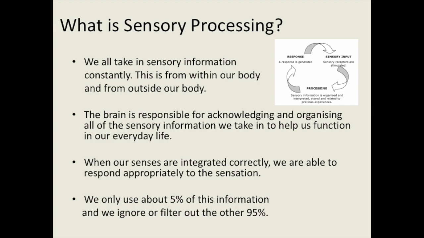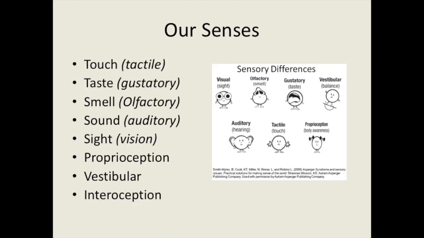For example, right now, you may be able to hear a car outside, the clock ticking, or a TV on in the background. However, you are able to filter out this information in order to listen to me. We are all aware of the 5 senses that we have: touch, taste, smell, sound, and sight. But there are actually 3 more. These are proprioception, vestibular, and interoception, and these play a huge role in sensory processing and are all closely related. We will talk about each of these senses in more detail in the coming slides.